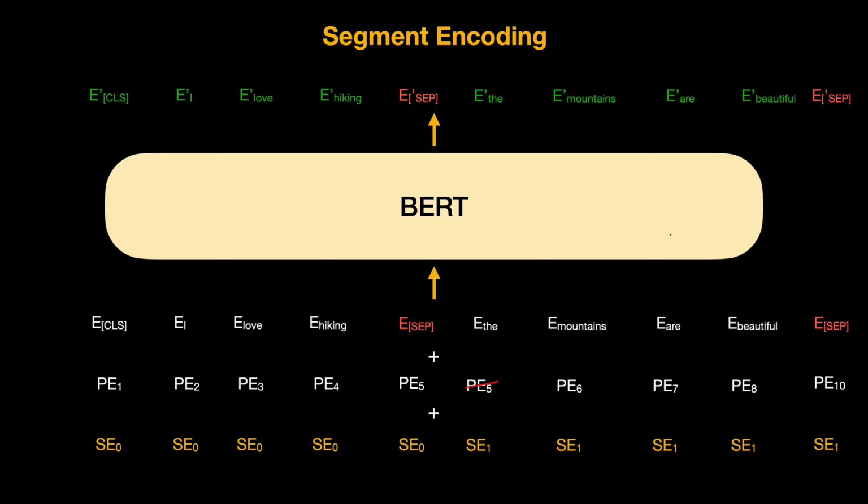There is a typo here. This should be position embedding 6. This should be position embedding 7. This should be 8, 9, and 10. Notice how we add SEP token embedding at the end of the segment.